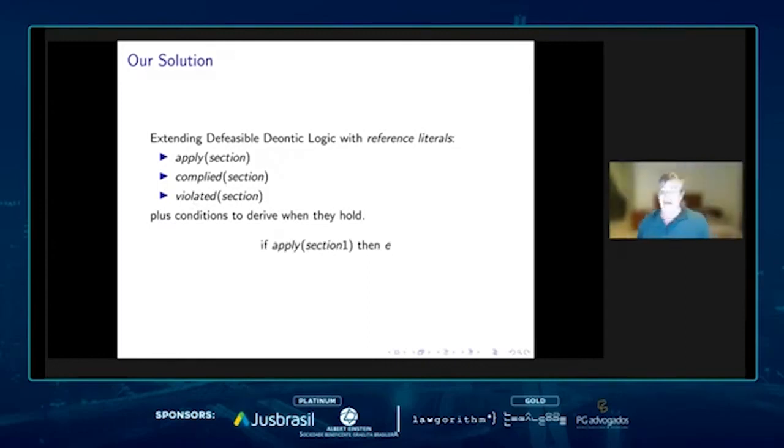If we take this approach, and take the previous example, section 2, we can write it in this way: applies section 1, then E. And then essentially we leave the resolution of this condition, of this norm, to the internals of the logic itself, so we don't have to perform the evaluation manually as encoders, but the evaluation will be done automatically by the system.